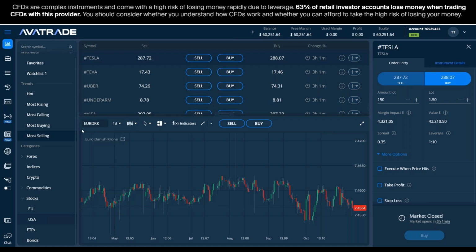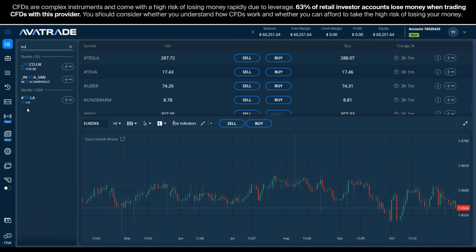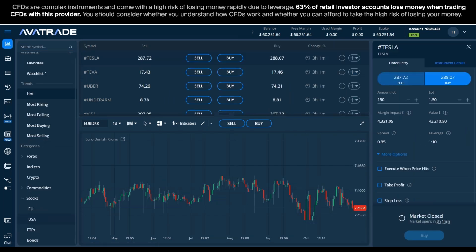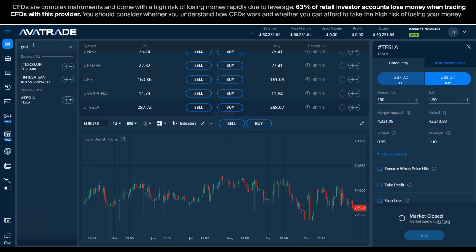I'm not quite sure why the chart doesn't want to load. Apologies. Let me see if any of these will load. Maybe I'm having some connectivity issues on my side. Let's try something more simple.